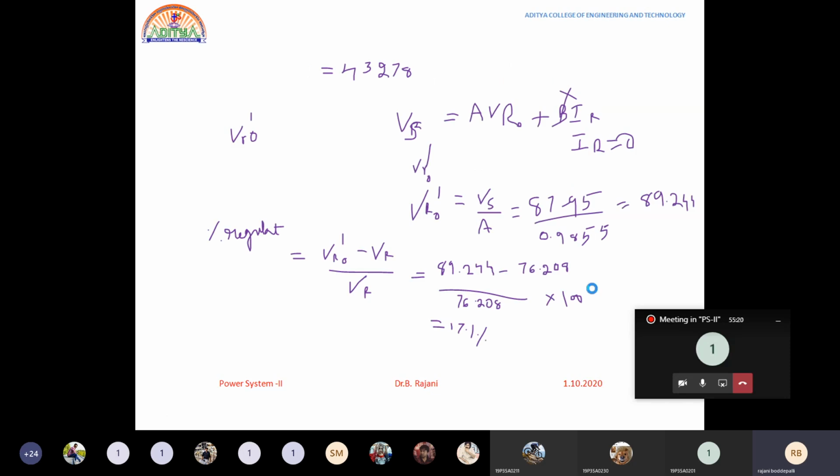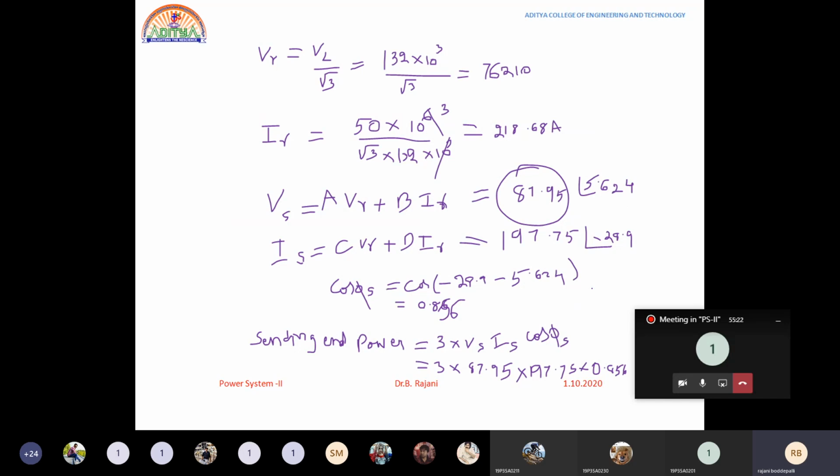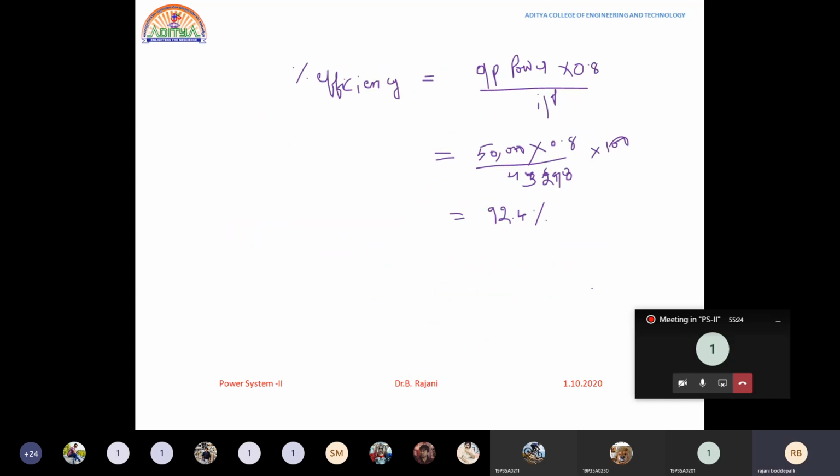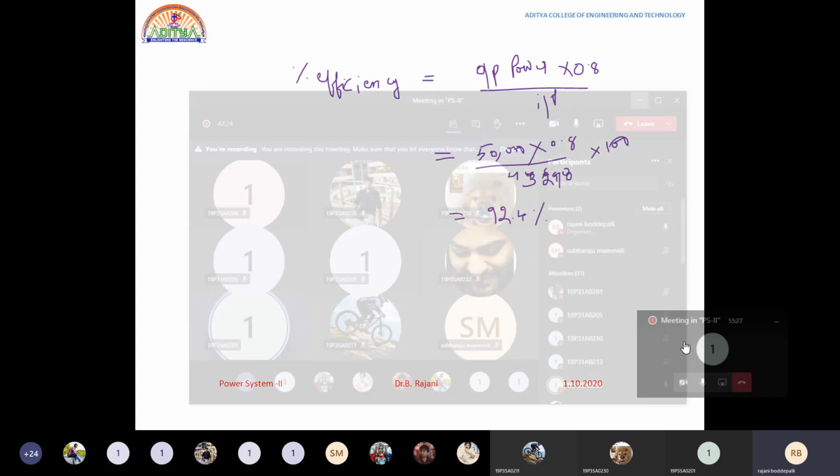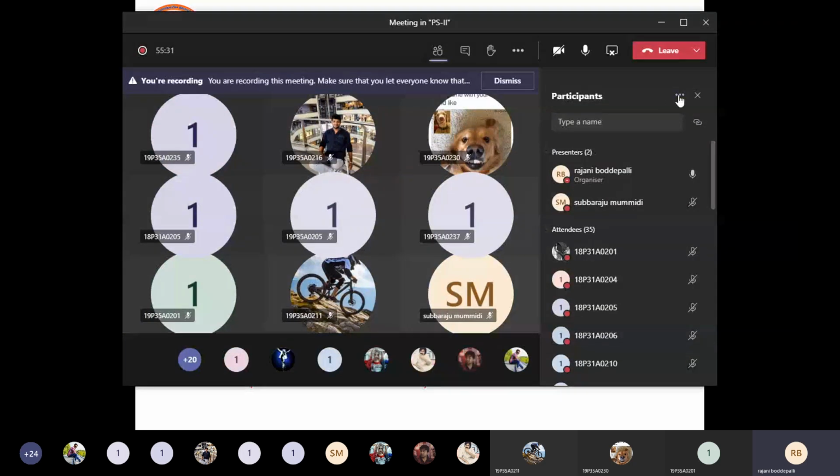What do you mean by sending end power factor? Can any one of you tell? We have calculated everything. With this, we have completed your problem. Okay? Which is very, very important.